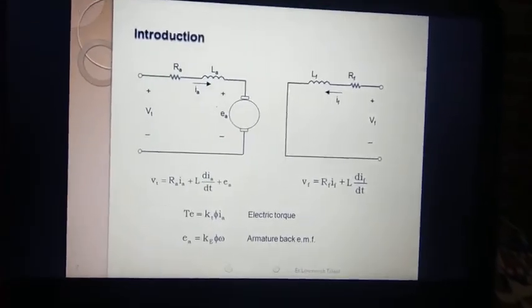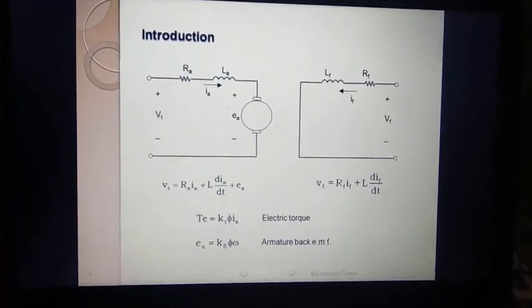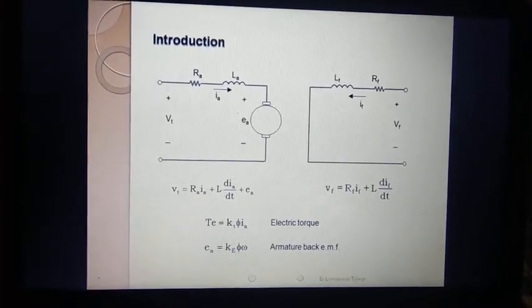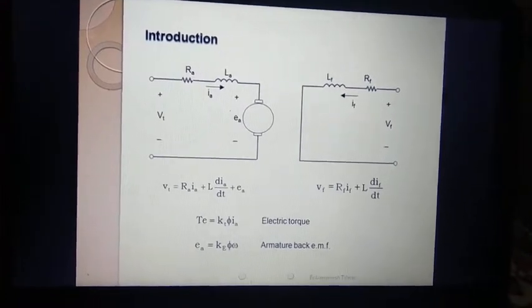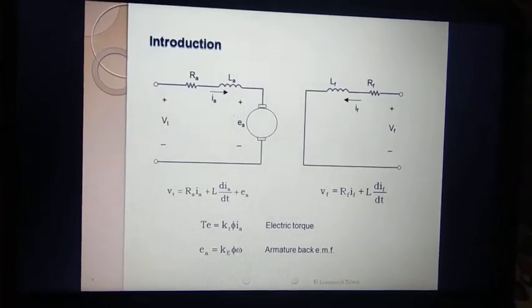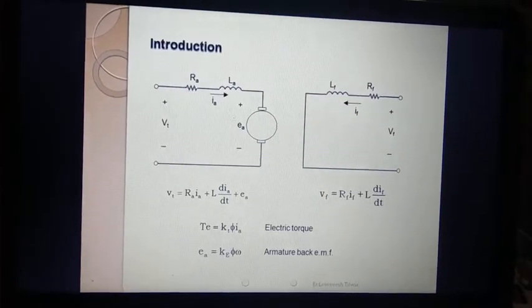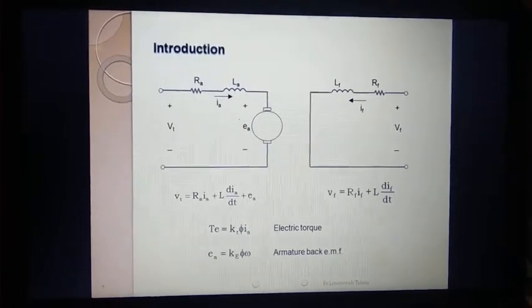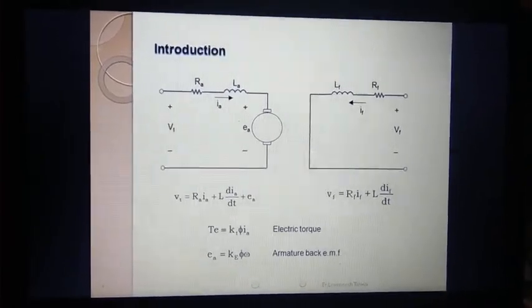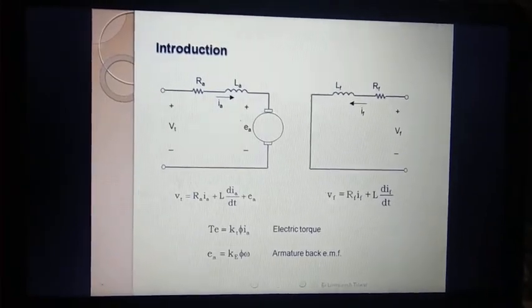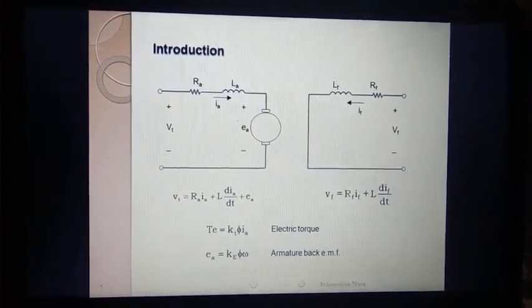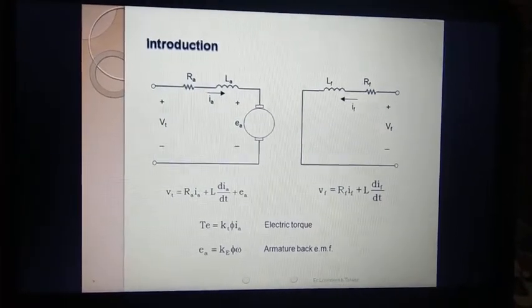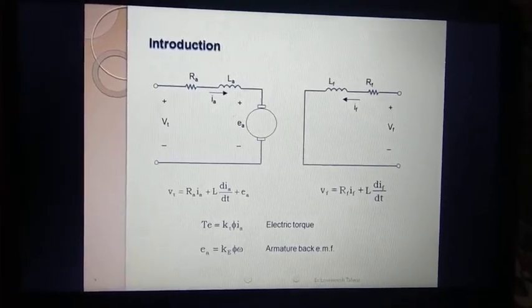Now to start with this concept, let us suppose you have a machine or a motor. The figure shows two diagrams: on the left-hand side, the internal structure of the armature winding, and on the right-hand side, the internal structure of the field winding. Here RA is the armature resistance, LA is the armature inductance, EA is the back EMF, and on the extreme right-hand side you have the field resistance RF, the field inductance LF, and the field voltage VF.